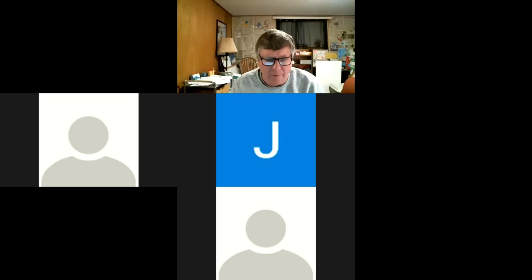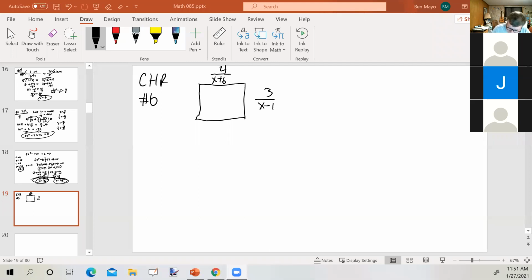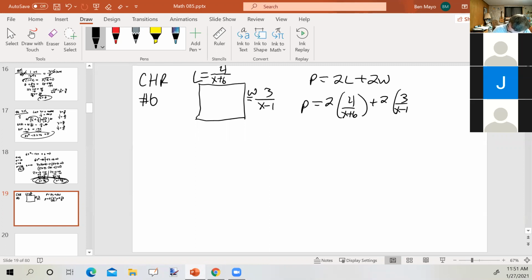So now let's go back to my whiteboard screen. Okay, so perimeter is 2 times the length plus 2 times the width. Let's call this the length and this the width. And it really doesn't matter. We're going to get the same answer. So our perimeter would be 2 times the quantity 4 over x plus 6 plus 2 times the quantity 3 over x minus 1. So that would be what? 8 over x plus 6 plus 6 over x minus 1.